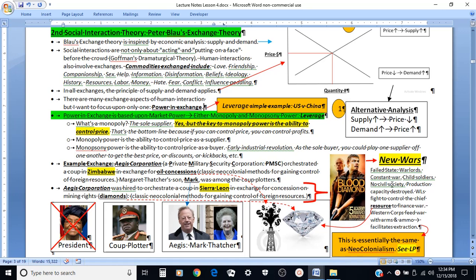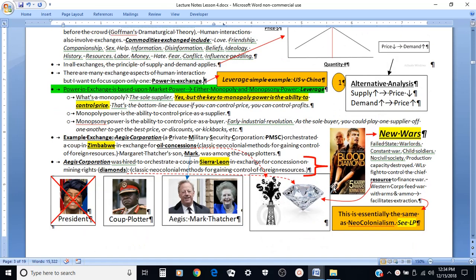Civil society breaks down. Production capacity is destroyed within the country, and there's heavy reliance upon a single resource. Now, warlords fight to control the chief resource. In this case, it was diamonds. In the case in Zimbabwe, it was oil, right? Western corporations like Aegis Corporation fuel the war. They feed the war with arms, ammunition, and they facilitate the extraction of whatever resource it is, right?